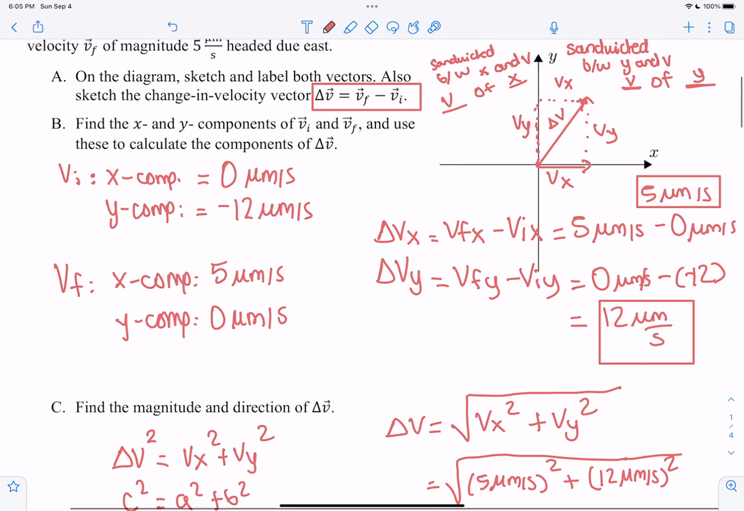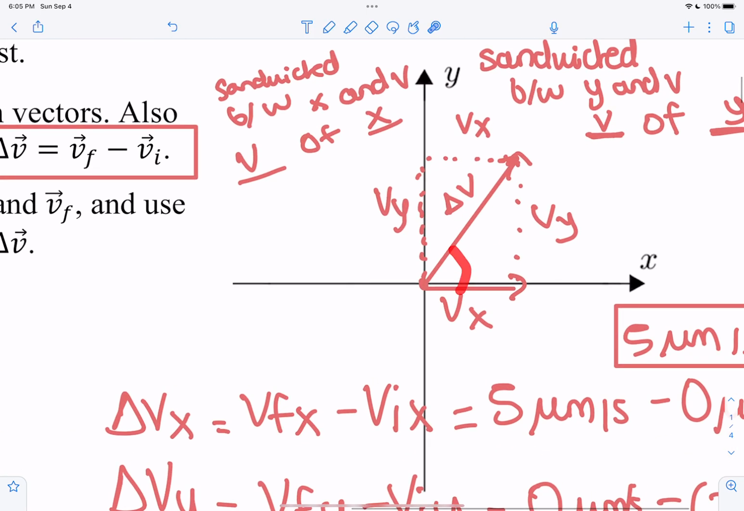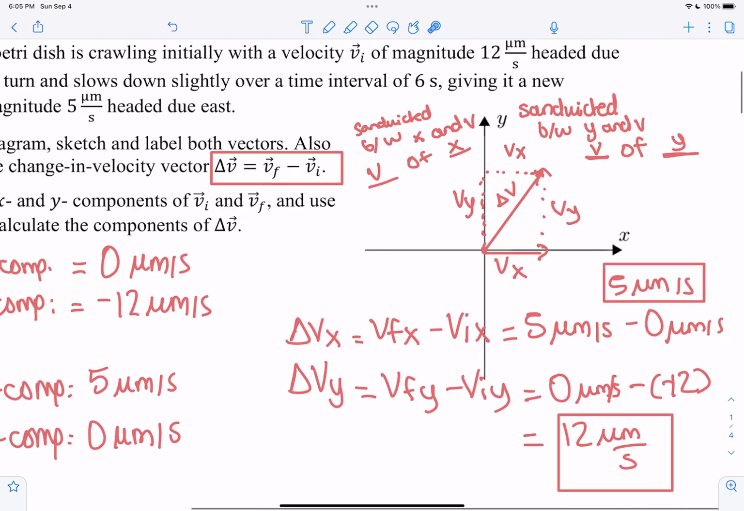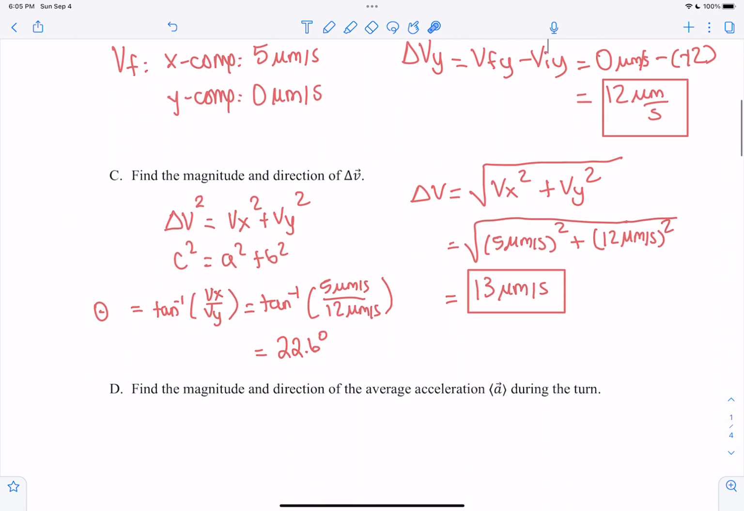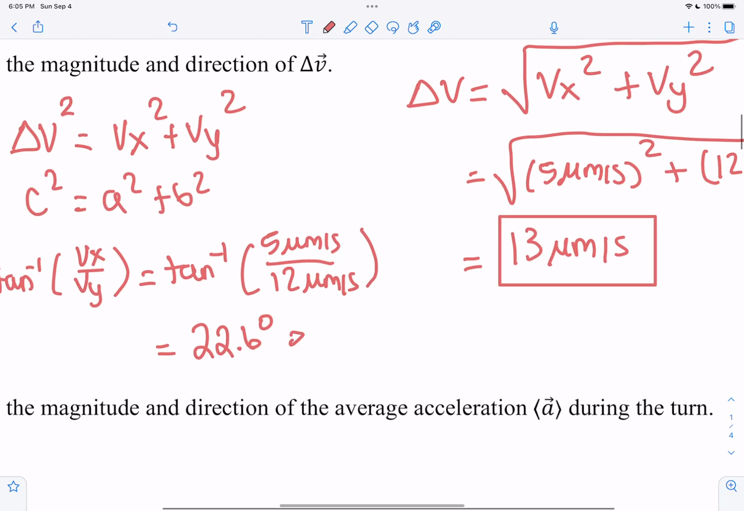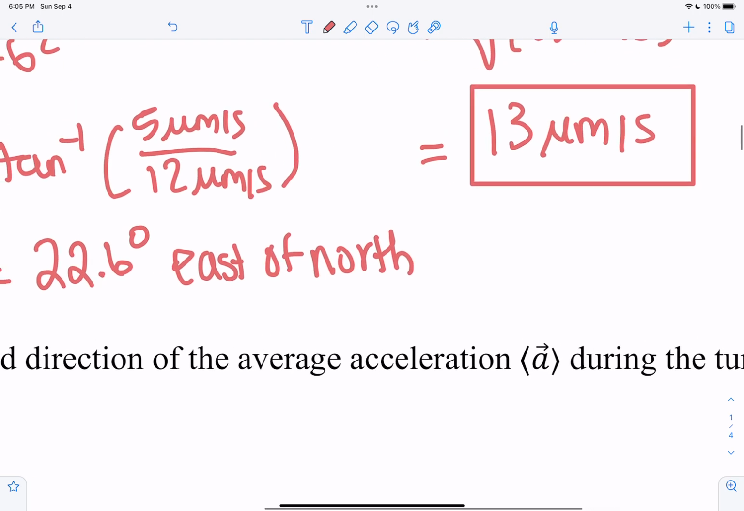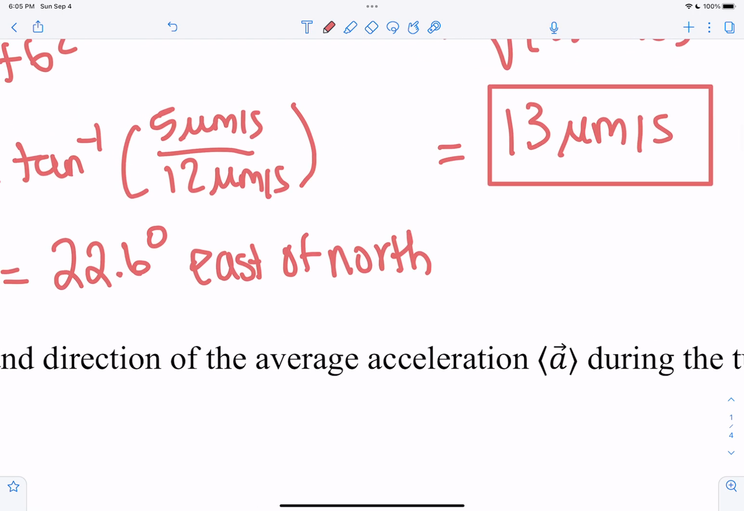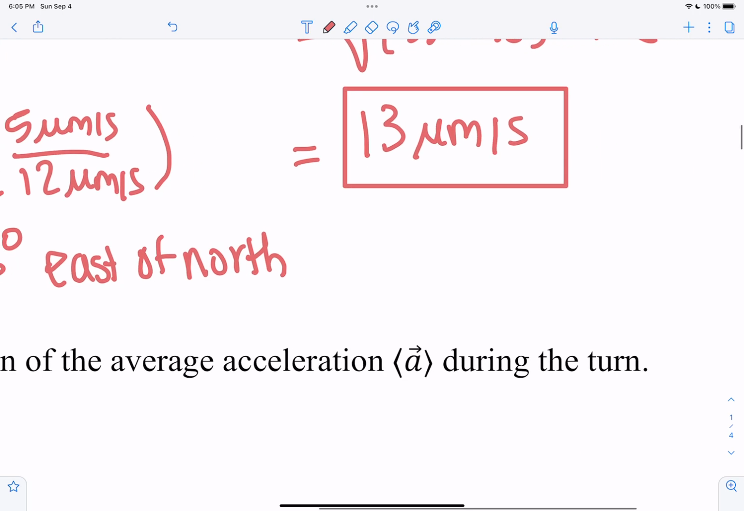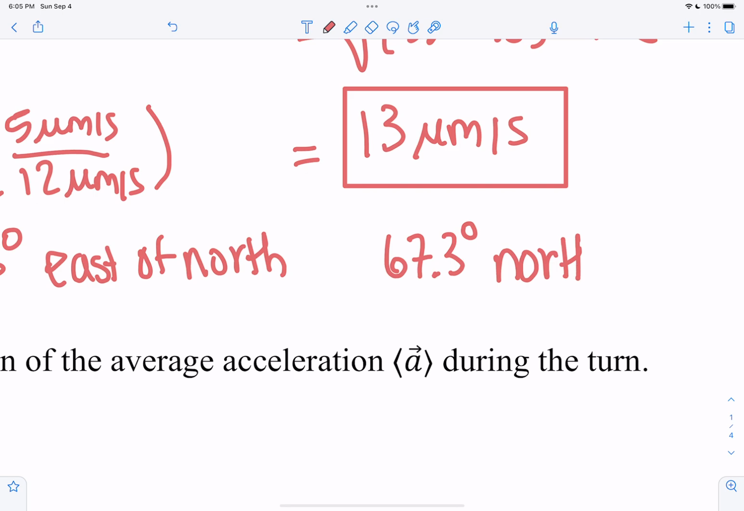And yeah, it looks like you might have done the other angle, and that would be Vy over Vx. So that would have been 12 over 5, and you would have to subtract 90 from this one. But yeah, so 22.6 degrees east of north. Or Lydia, what you got was 67.3 degrees. I think that's what you got, right? So yeah, that would be 67.3 degrees north of east then.